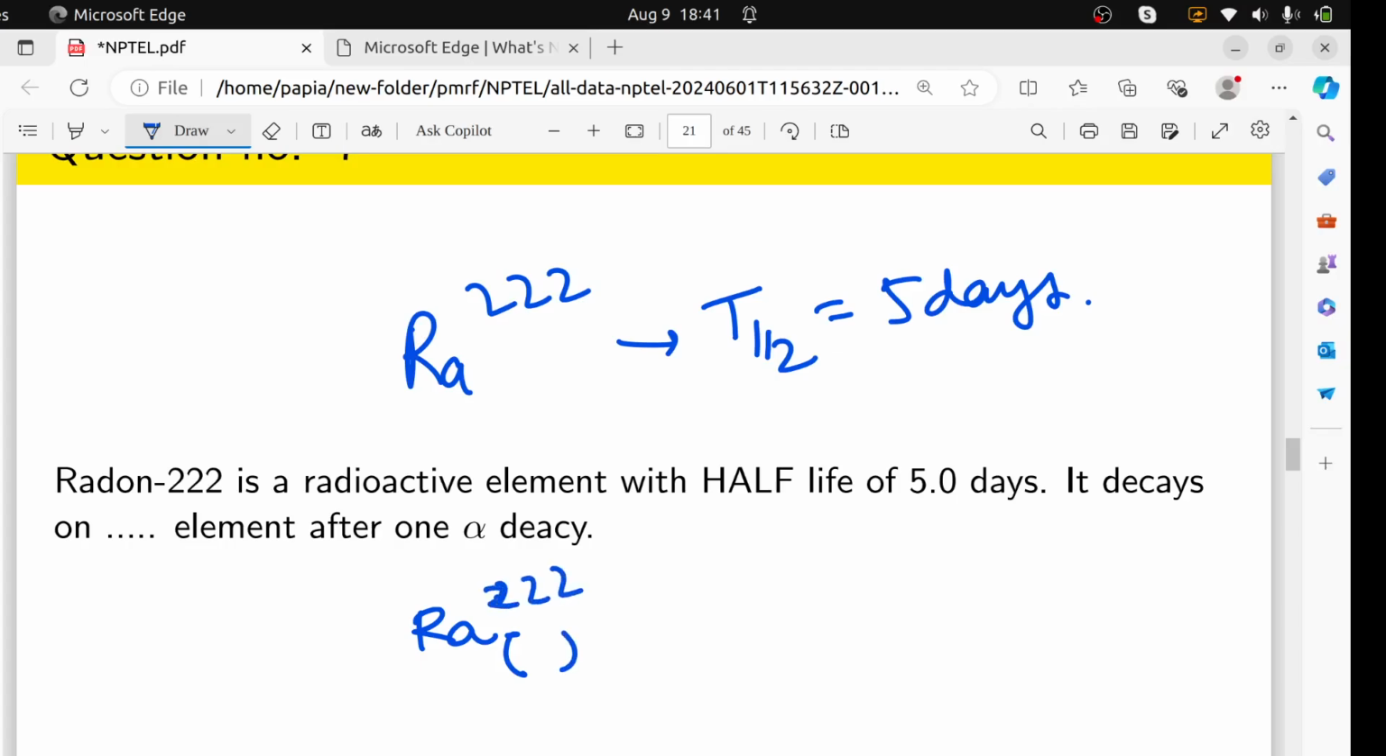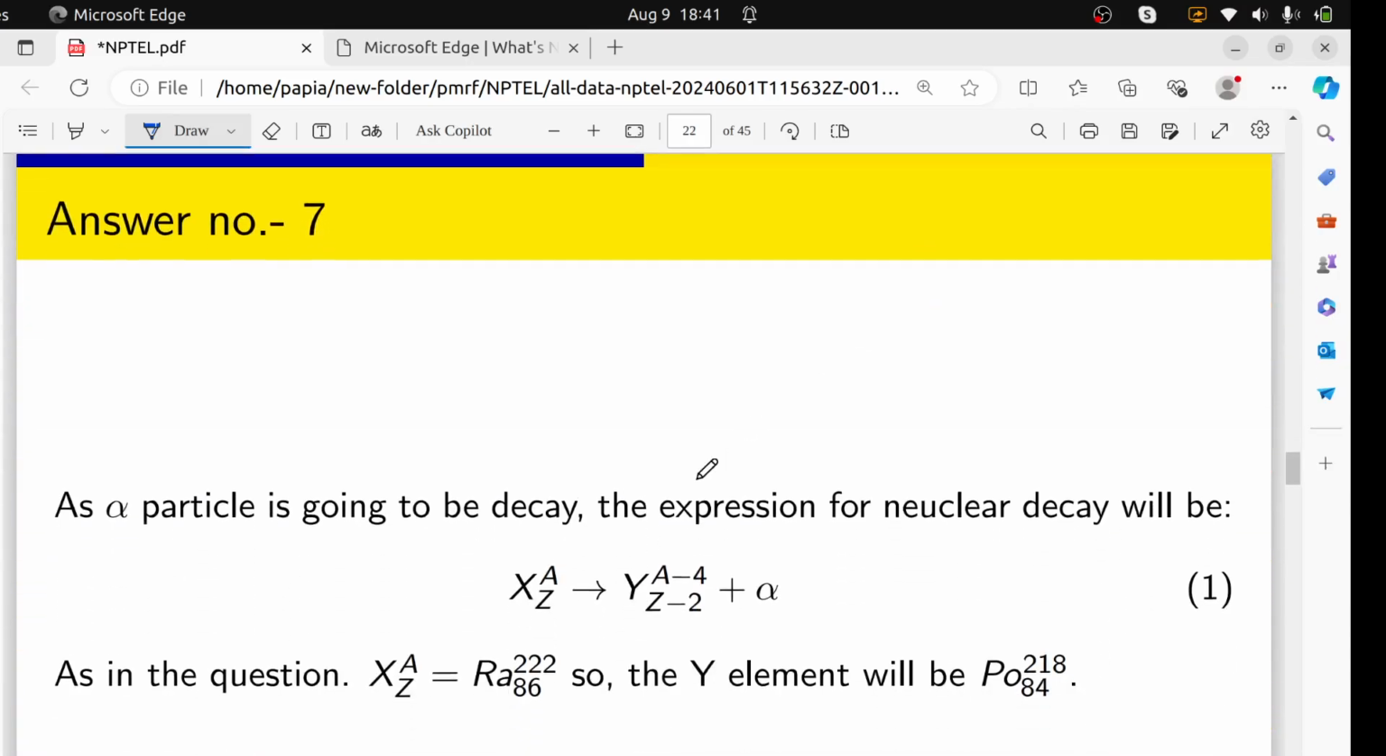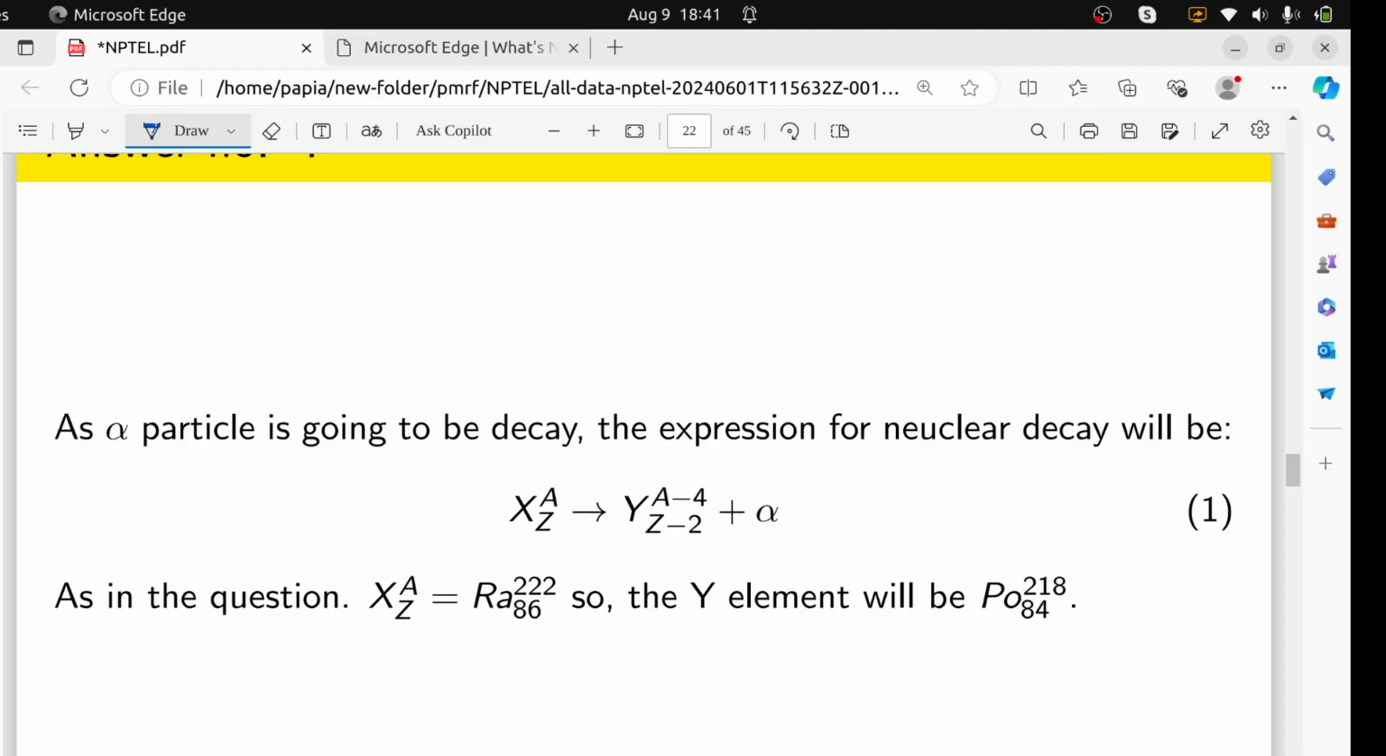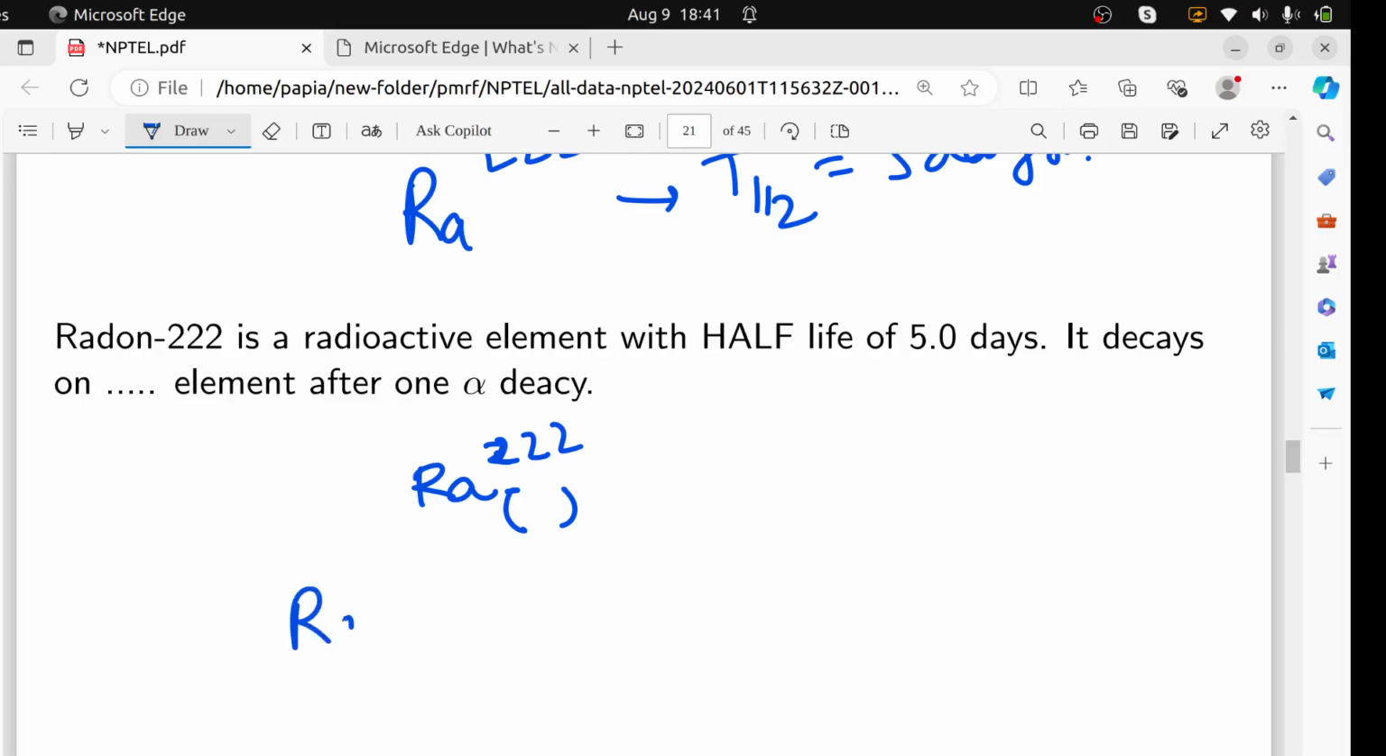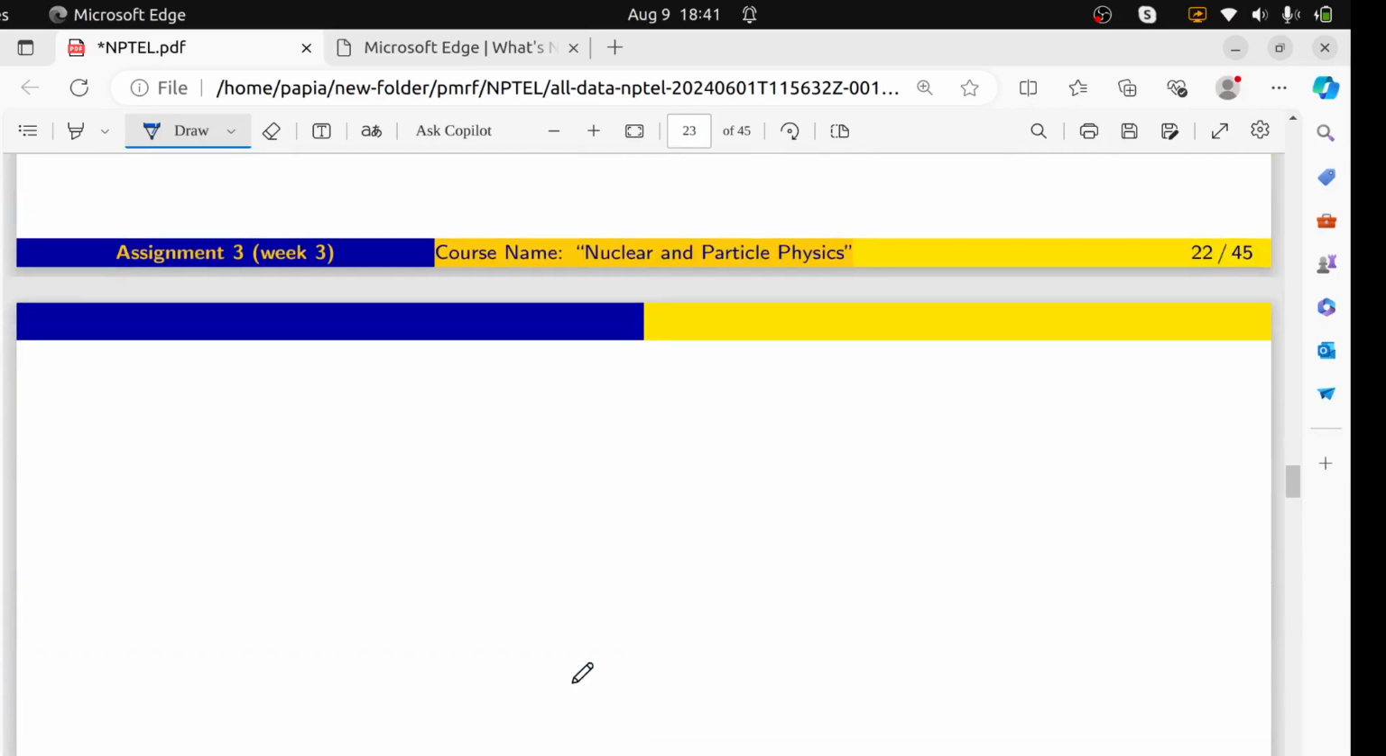Obviously, we can't remember all the elements' Z values and A values in the periodic table, but maybe we can have a little idea about the most popular radioactive elements. So for this case, I have written here that radon is 86. The Z value for radon is 86. Now you can see, radon is 86, 222, so I can write here radon 86, 222. It is undergoing alpha decay.